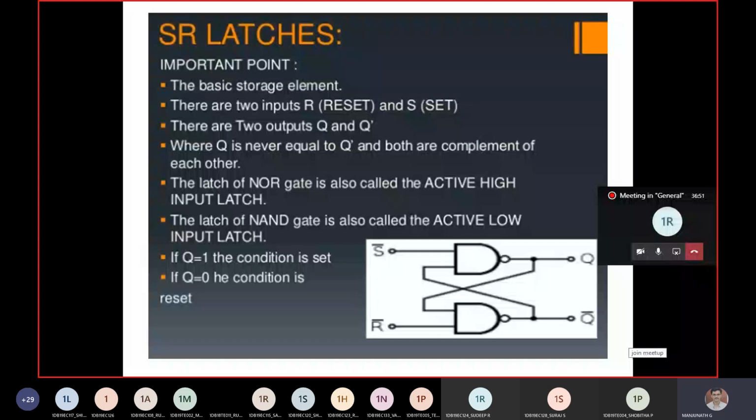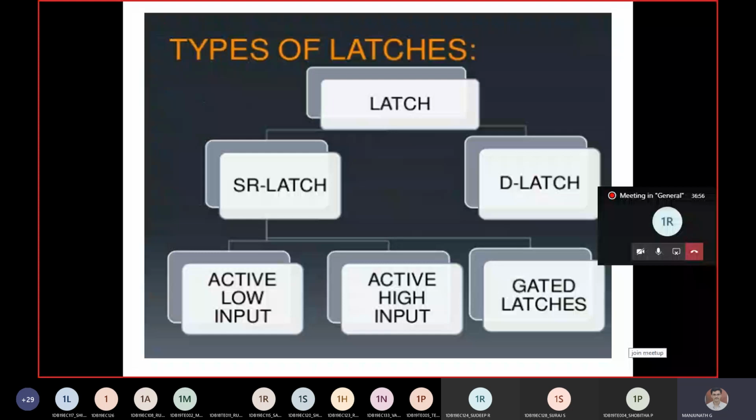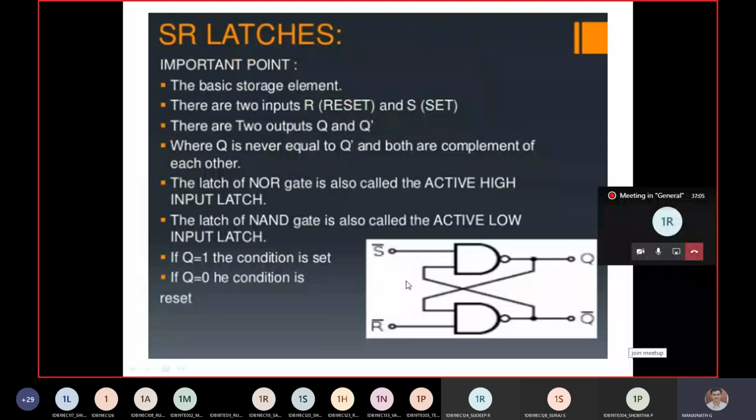And a latch using NOR gate is called active high. I hope in the previous slide I told you what things you need to learn in SR latch. I told you active low, active high input and gated latches, right? Now I will tell you the meaning of that. Active high means you need to make use of the implementation using NOR gate.